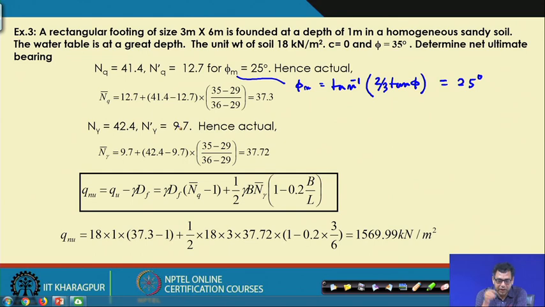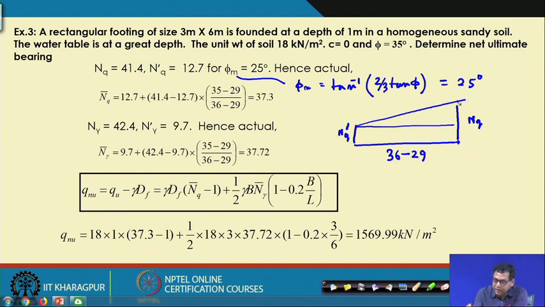So, now what we will do, suppose this is the NQ dash, that is the local shear failure, and this is the value for NQ, the general shear failure, and this difference of angle is 36 minus 29. Okay? And then you are linearly interpolating that. So, this is for 36 and this is for 29. Okay? And here we are at, say, 35.